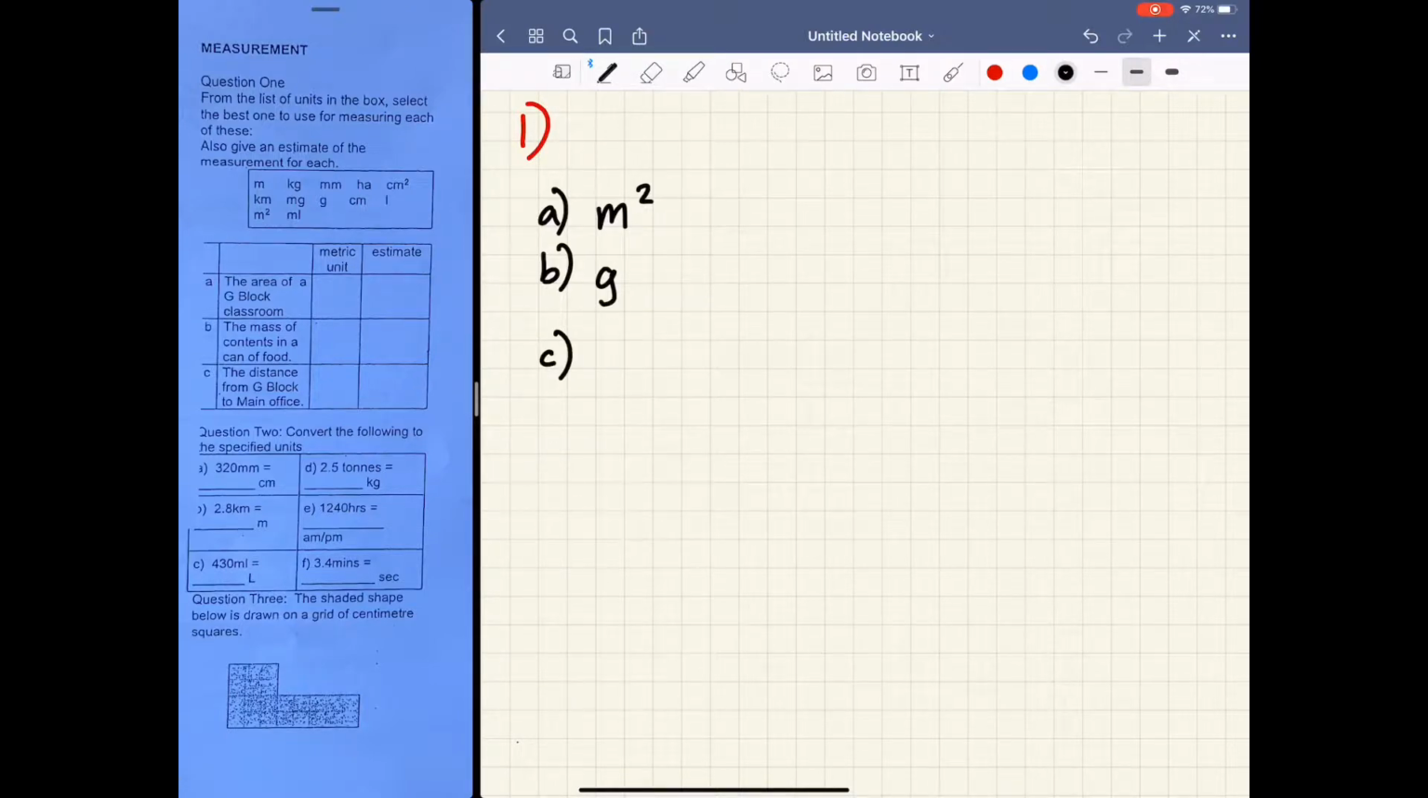The distance from G block to the main office. Now again, I don't know the distance from G block to the main office, but I can guess it will probably be in meters.